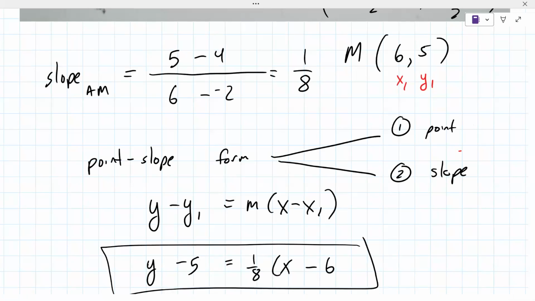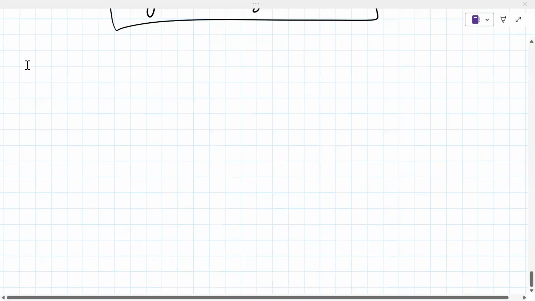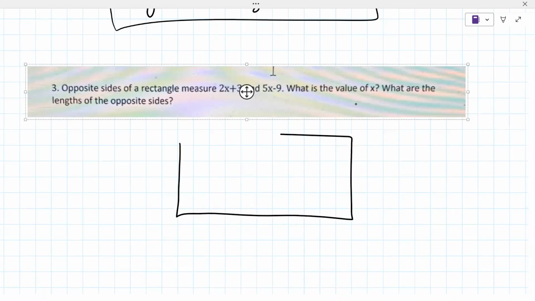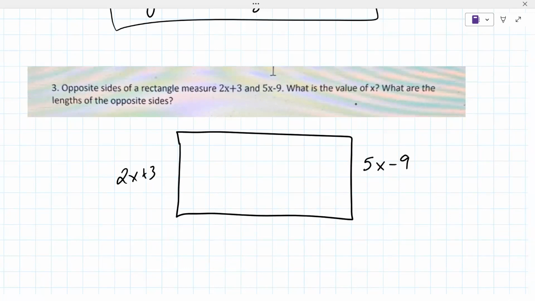Okay. Just because we've got limited time here, let's go to the back side. We're gonna go to number 3. I think we can get number 3 done real quick. All right, it says opposite sides of a rectangle measure 2x plus 3 and 5x minus 9. Sometimes it's good to draw a picture. So opposite sides of any parallelogram are congruent, which means that these equal each other. Will you attempt to solve for x in this example here, please?